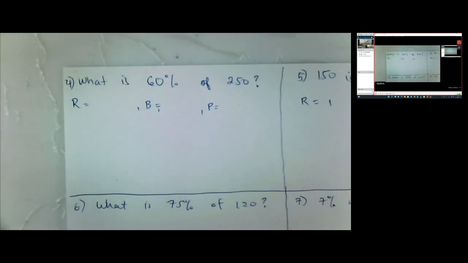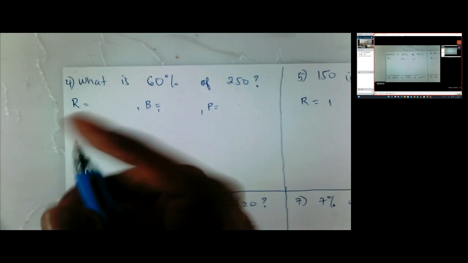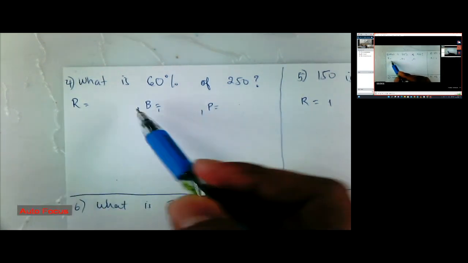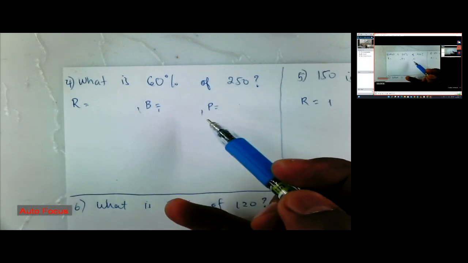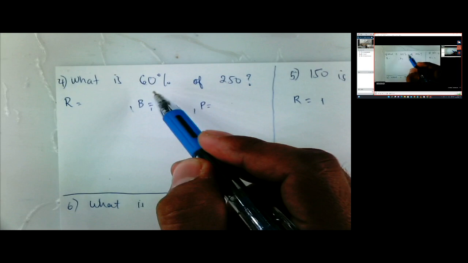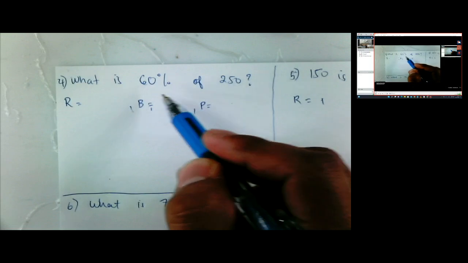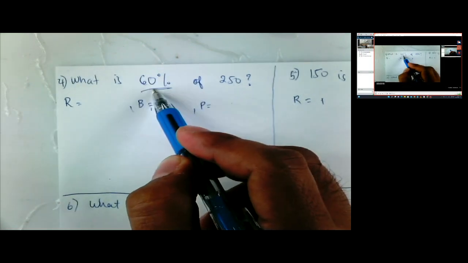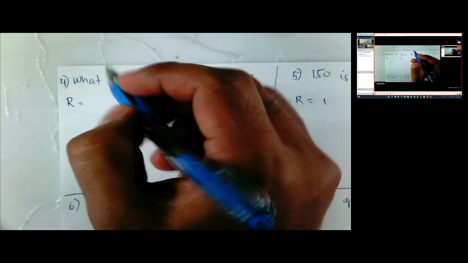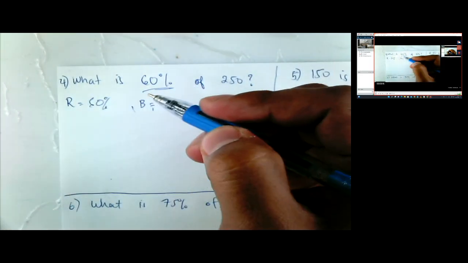So we have here, what is 60% of 250? So again, as I've told you before, in order for you to solve this kind of problem, you must first identify your R. Your R means your rate. Your B is your base. And P is your percentage. Okay? So given this one, again, rate is something in percent form. So the 60% that is given here is what you call the rate. And so your rate is equal to 60%.